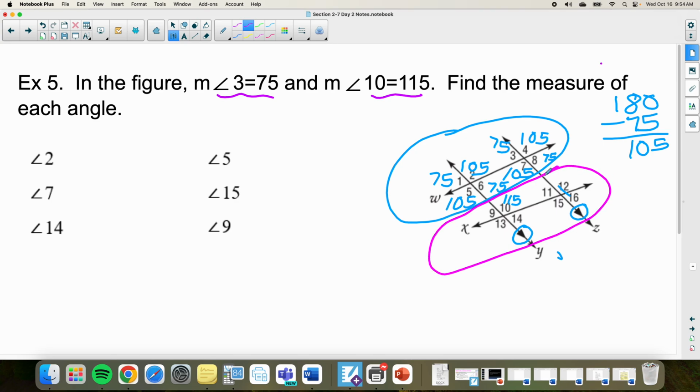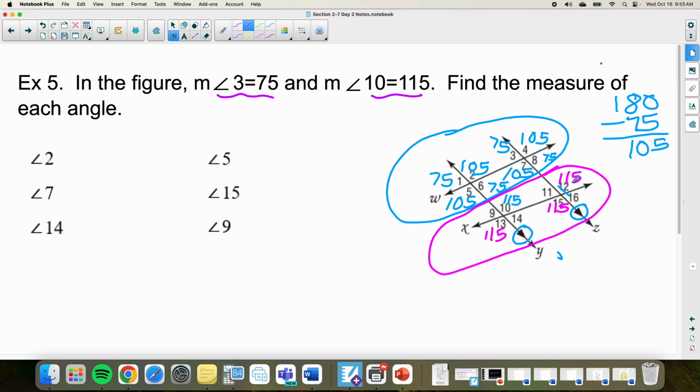If this is 115, what's angle 13? 115 because they're vertical. What would angle 15 be? If 10 is 115, what would 15 be? 115, right? Because they're alternate interior. And then how about 12? 115, very good. So those four are 115.